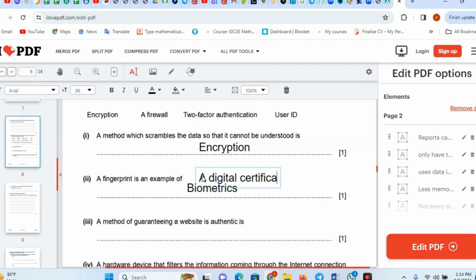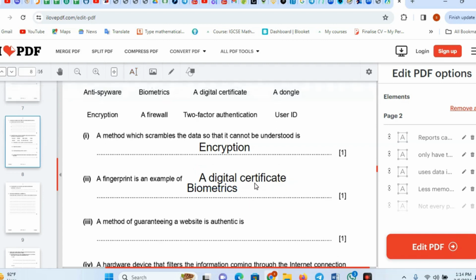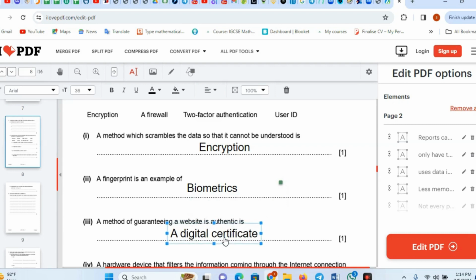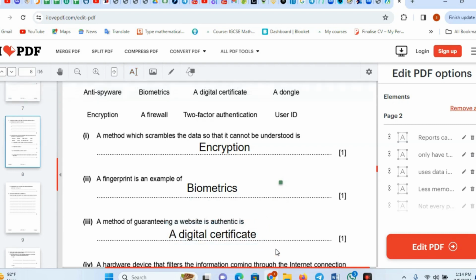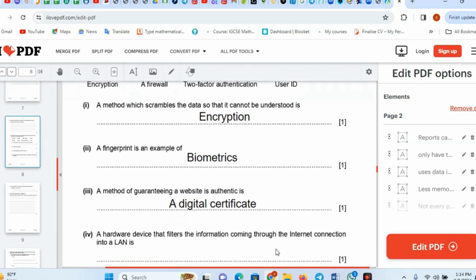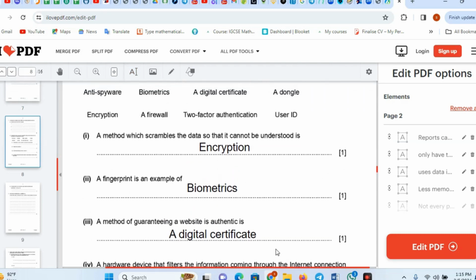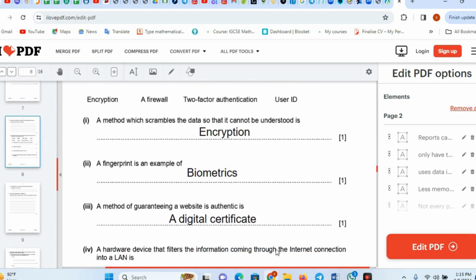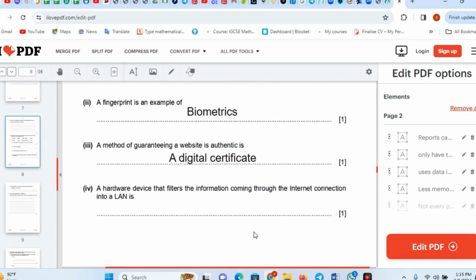A digital certificate. All right. That's our answer. Then Roman numeral 4 there. A hardware device that filters the information coming through the internet connection into a LAN is what? All right, look at it. What's the answer? Good. A firewall.